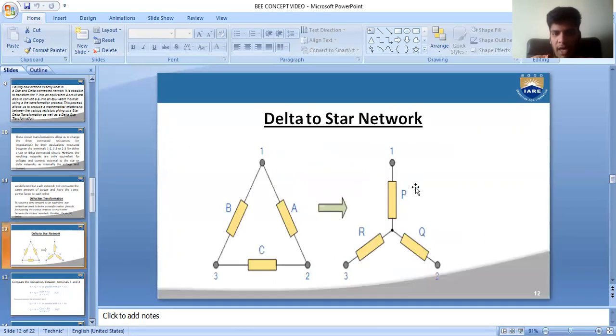Firstly, we have taken terminals 1 and 2, then 2 and 3. We have taken P plus Q is equal to A. Then we have taken these both as parallel networks. Then we have taken terminals 2 and 3, the resistance between Q and R. We have taken Q plus R is equal to C. Then these two both will go as parallel.